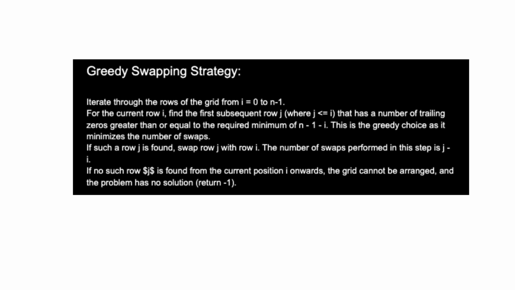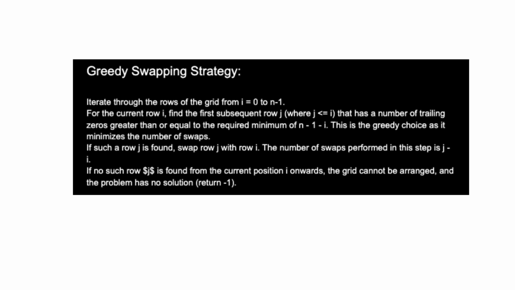Now let us formalize the greedy strategy. Step 1. Compute trailing zeros for every row. Step 2. Iterate from i equals 0 to n-1. For each row i, calculate required trailing zeros as n-1-i. If the current row already satisfies the requirement, continue. Otherwise, search below for the first row that satisfies the requirement. If no such row exists, return -1. If found at index j, bring that row upward by swapping adjacent rows. Number of swaps added is j-i. Repeat this process until all rows are placed correctly.